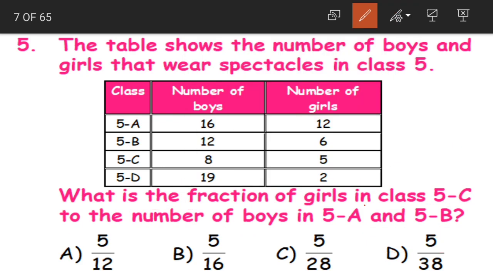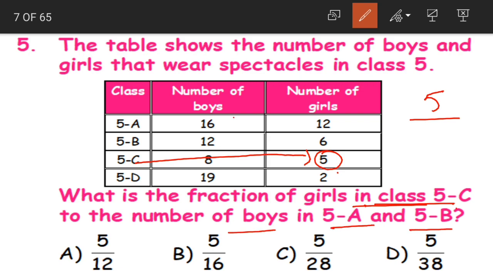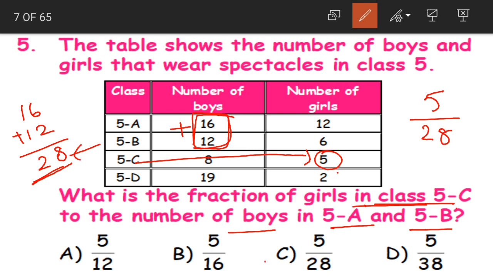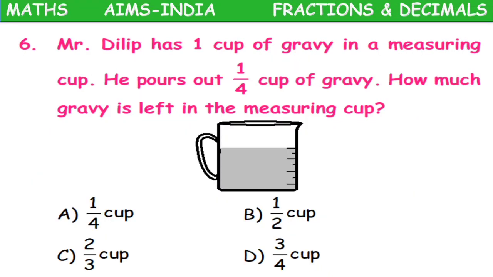Understood? The first part of the question will be our numerator and the second part will be our denominator. If we look at the number of girls in 5C, see in 5C we are having 5 girls, so 5 becomes our numerator, and then the boys in 5A and 5B. The boys in 5A and 5B all together, we have to add them. 16 plus 12, that is 28 is our answer. So this 28 becomes the denominator. This 5 by 28, option C, is the fraction of girls in 5C to the number of boys in 5A and 5B. Understood, children?